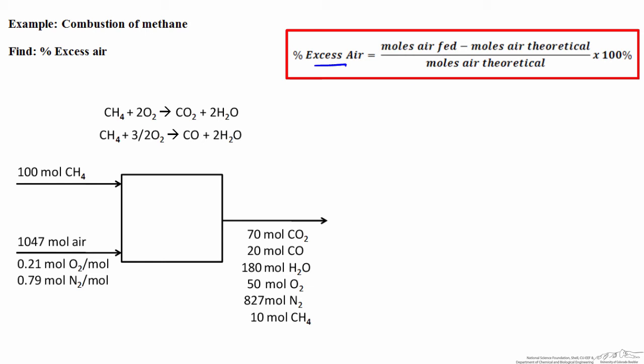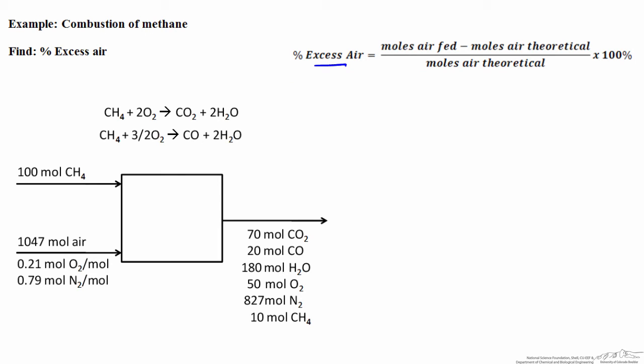We can calculate the excess air as the moles of air that are fed to the reactor minus the air that's theoretically required to consume all of the fuel, divided by the theoretical moles of air, times 100%. This equation shows us that the calculation of percent excess air is only related to the amounts of the fuel and air that are going into the reactor. It has nothing to do with extent of reaction or conversion of the fuel inside the reactor or anything about the composition of the output. It is only related to how much of the fuel we have, how much of the air is being fed with the fuel, and how much air we actually need to consume all of the fuel.